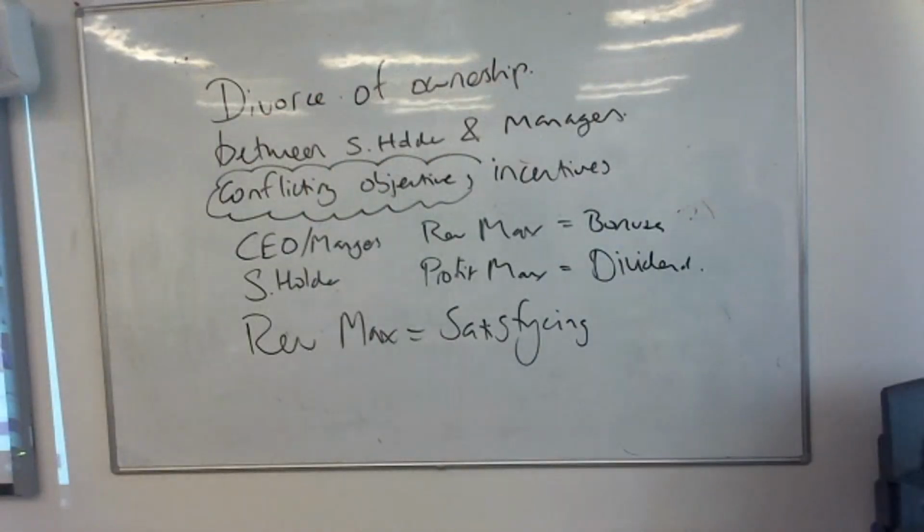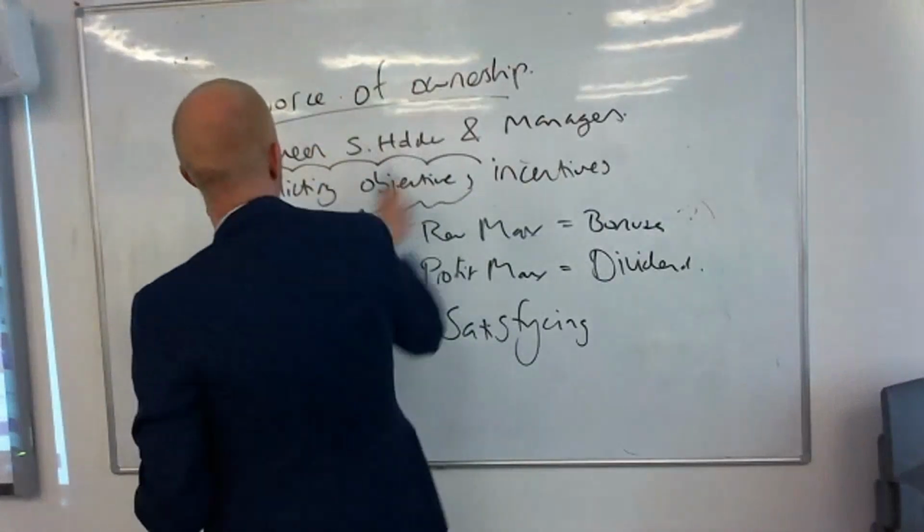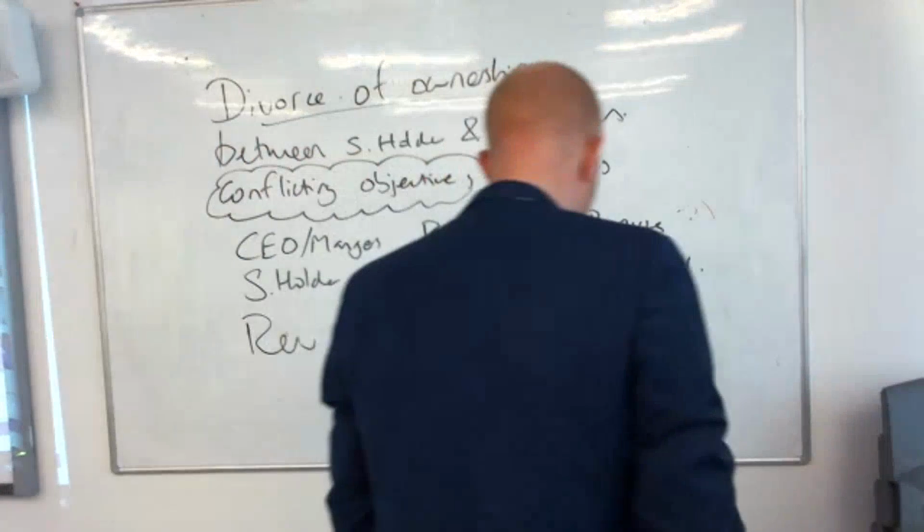If you can just take down some notes in your books, somewhere on that page, page 12, maybe in the top left-hand corner, are some notes next to principal agent examples of that, and the key part being the divorce of ownership and the conflicting objectives.